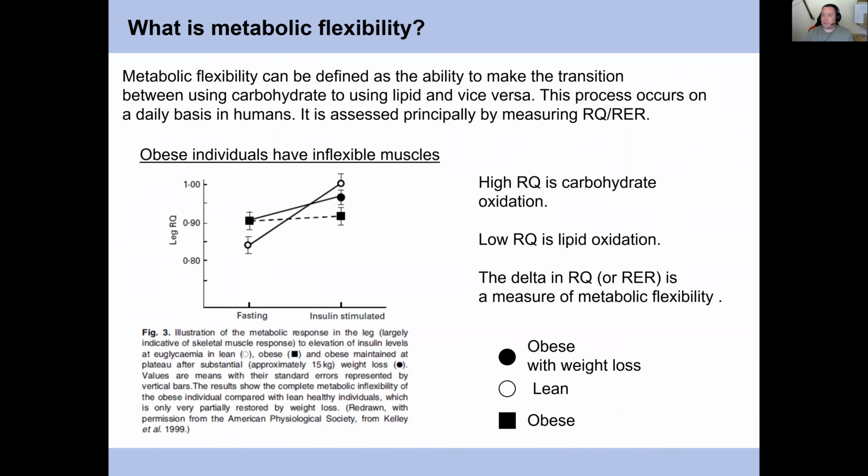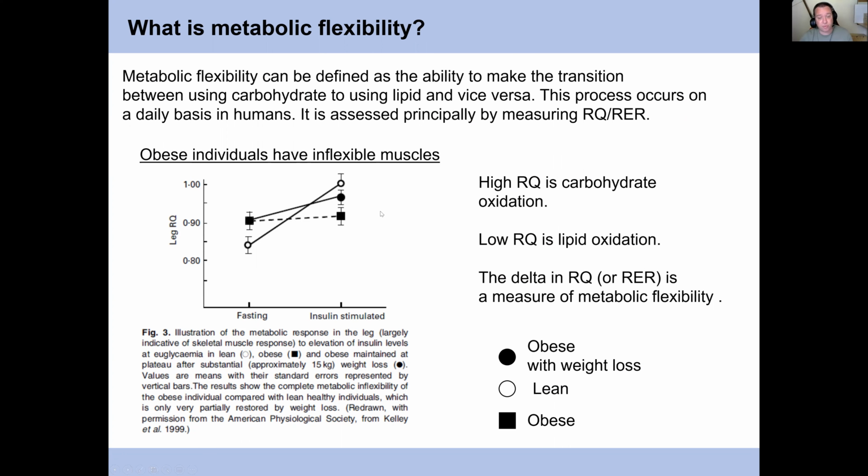So what is metabolic flexibility? Well, metabolic flexibility is describing how well our bodies can do those processes of storage and those processes of release. And it's the ability to make the transition between using the carbohydrate in the day after we've eaten to using the lipid at night, and vice versa. And in order to assess it, we use a calorimetric technique.